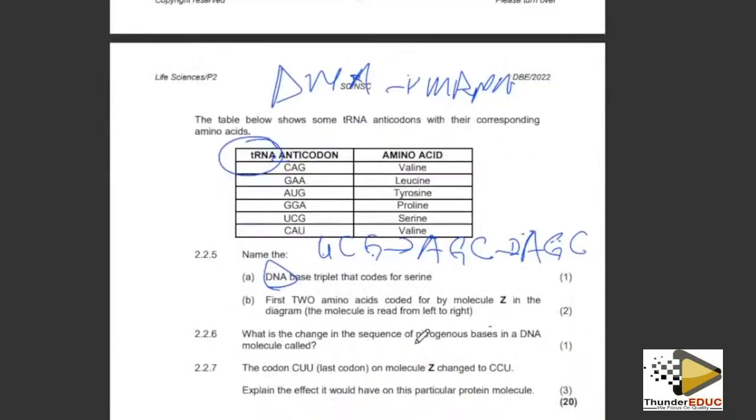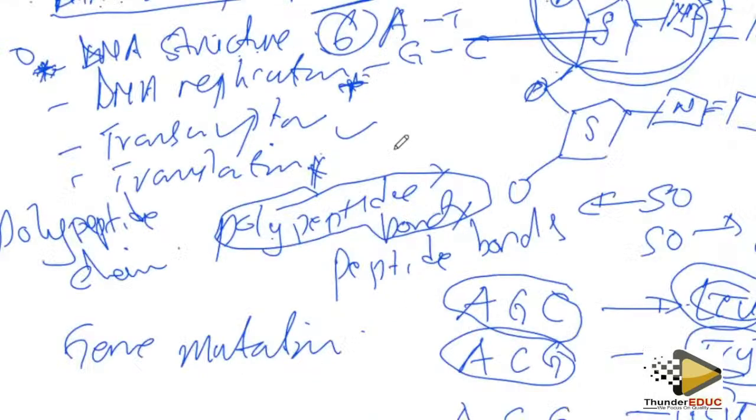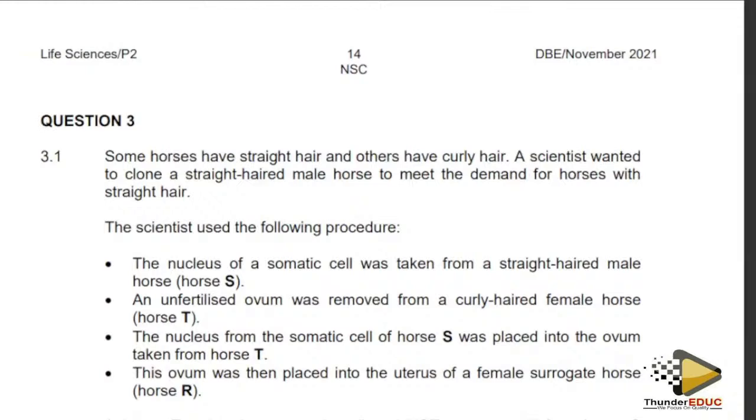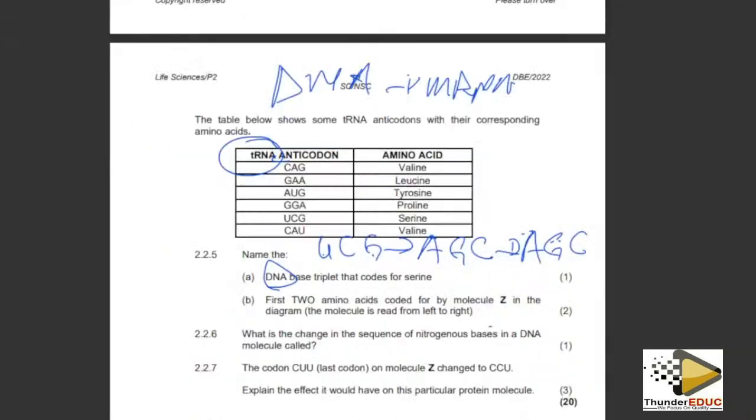What is a change in the sequence of nitrogenous bases? I've talked about it here: gene mutation, a sudden change in the sequence of DNA. When they change the sequence, automatically you're going to have a different protein structure if it codes for a different amino acid. So a change in the sequence of nitrogenous bases in the DNA code is a gene mutation, or mutation. They're saying that codon CUU changes to C. Now they're saying codons, not anticodons, so I have to convert this into transfer RNA.